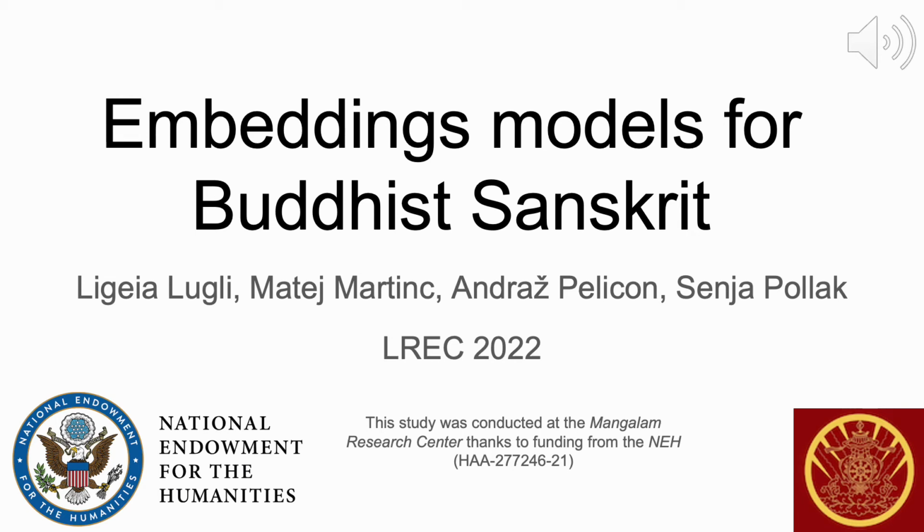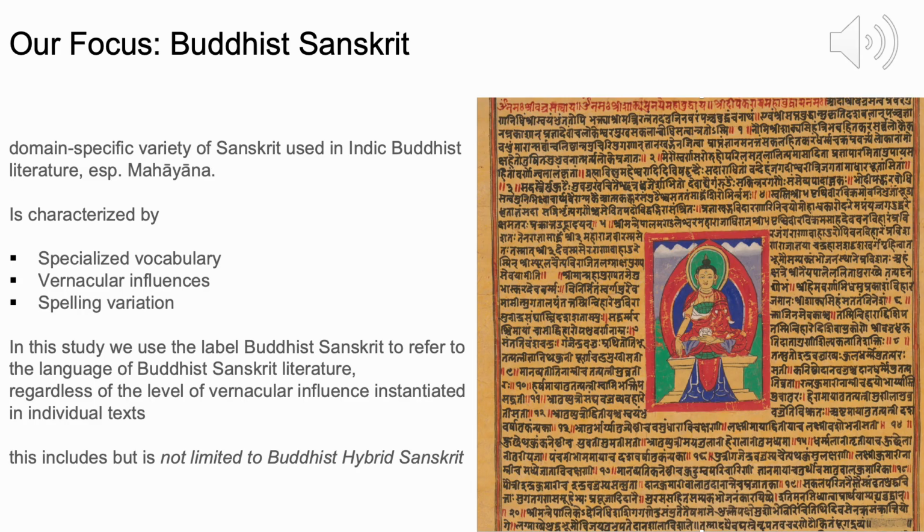I'm here to present the results of a study my colleagues and I conducted at the Mangalam Research Center thanks to funding from the US National Endowment for the Humanities. The focus of this study is Buddhist Sanskrit, a domain-specific variety of Sanskrit characterized by specialized vocabulary, strong vernacular influences, and abundant spelling variation. In this study, we use the label Buddhist Sanskrit to refer to the language of Buddhist Sanskrit literature in general, regardless of the level of vernacular influence instantiated in individual texts. So our definition includes, but is not limited to, what is usually referred to as Buddhist hybrid Sanskrit.